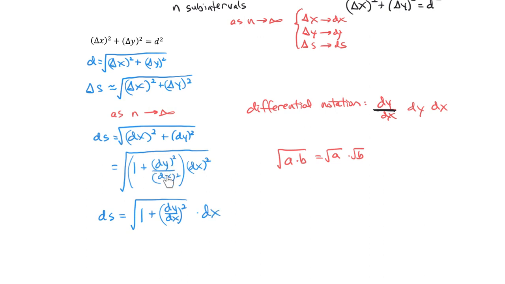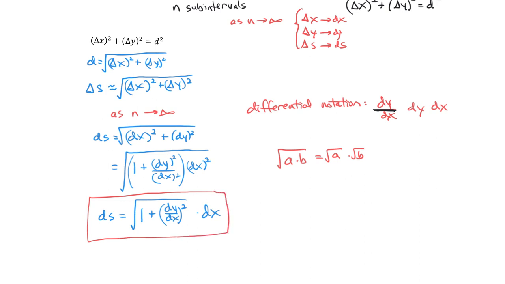Right, so I just combined them under one radical so that (dy/dx) is squared. Using this rule, I split this into two separate radicals, and the square root of dx squared is dx, right? Dx squared under a radical is just dx. So this is what we get for ds. So ds is this.